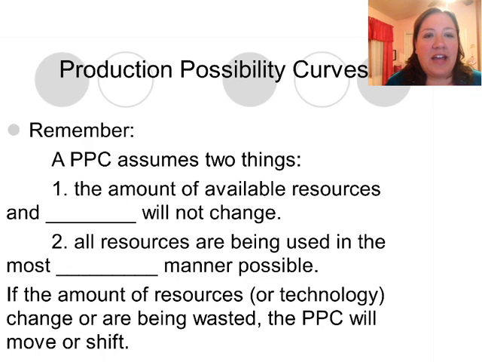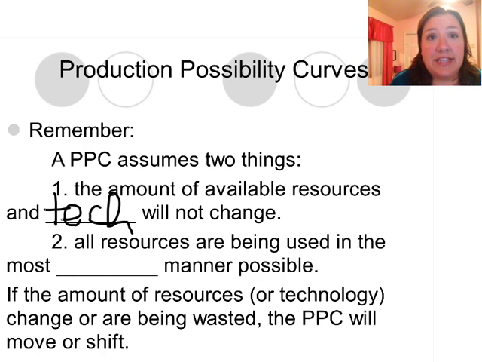It assumes that the amount of available resources and technology will not change. So for example, with the government guns versus butter classic example, the amount of resources that our government has through tax money and so on, what they have is what they have. It's not going to change. So that model, that picture you just saw, is one snapshot in time saying this is the amount of resources and technology that our government had at that time.